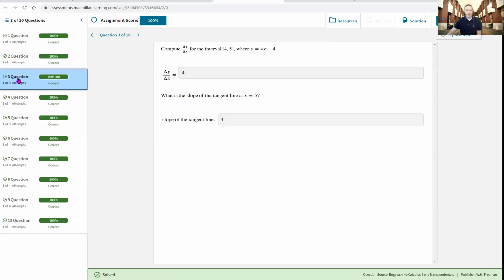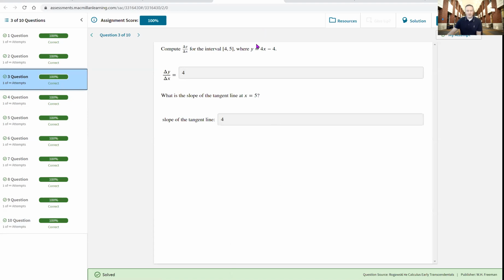Now, for number 3, there's really nothing needed here. I went ahead and showed some work, but it gives me a linear function, and then it asks me what's the delta y over delta x. That's another word for slope. Remember, slope is the change in y over the change in x, which is also another word for instantaneous velocity.